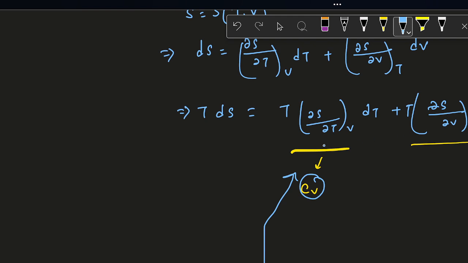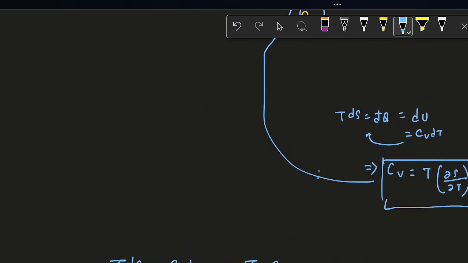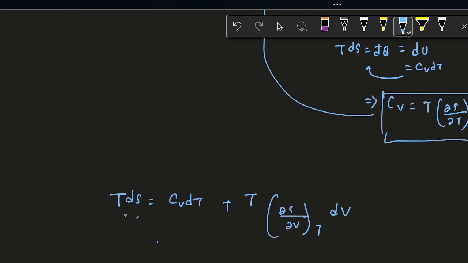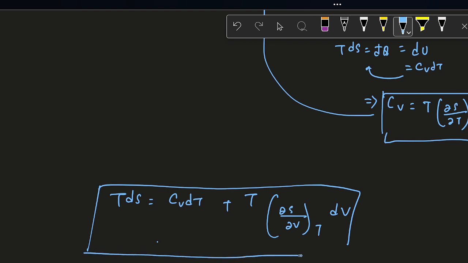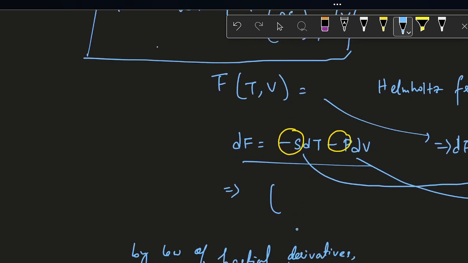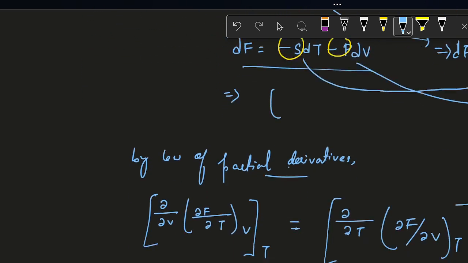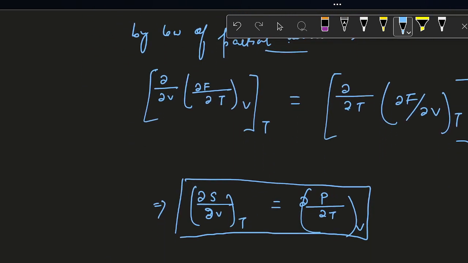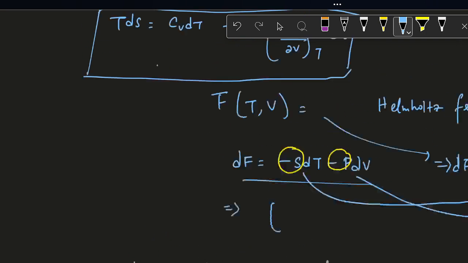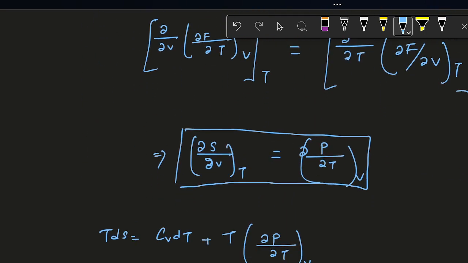Okay, so where we basically had this up to this, here you replace the first term by Cv dT, and the second term, del S del V at T constant, you now replace by del P del T at V constant. So what is the total formula? TdS equal to Cv dT plus T times del P del T at V times dV.